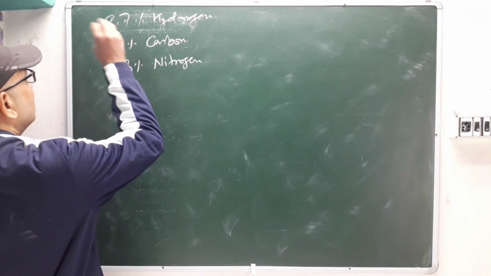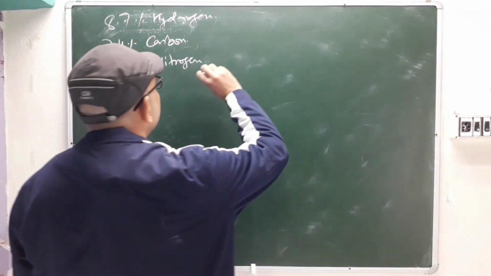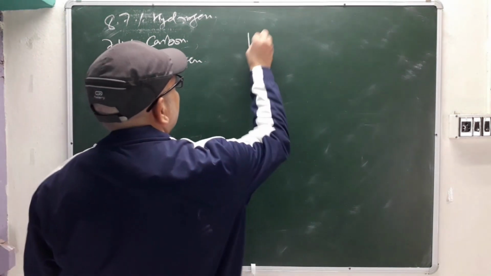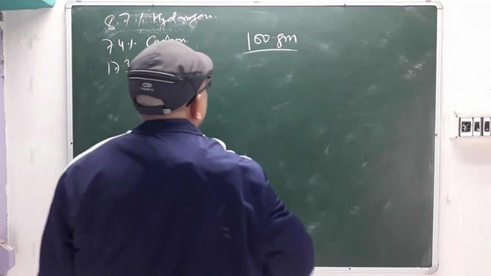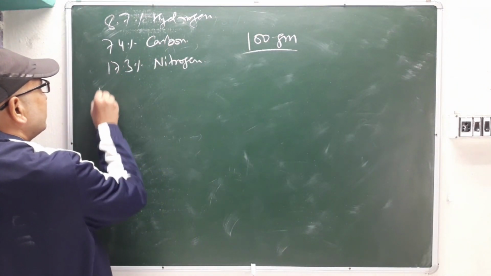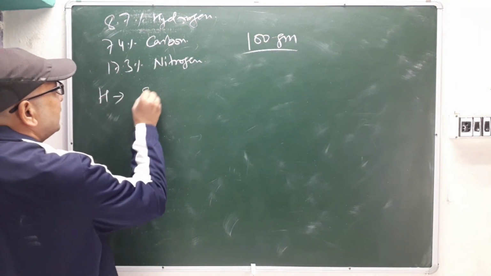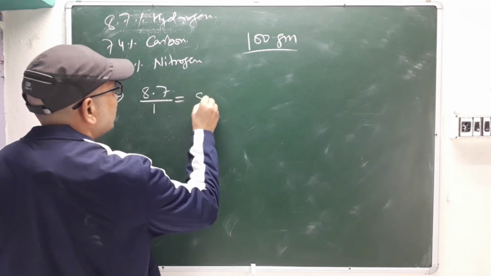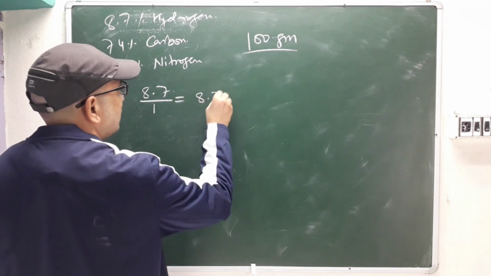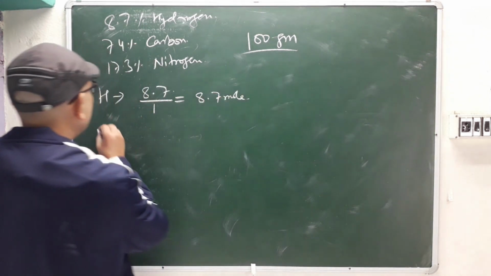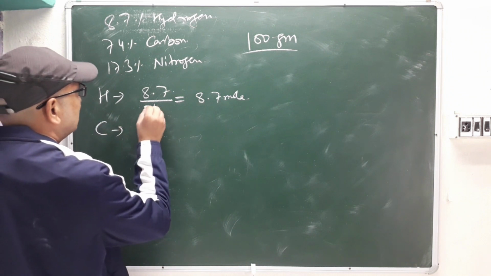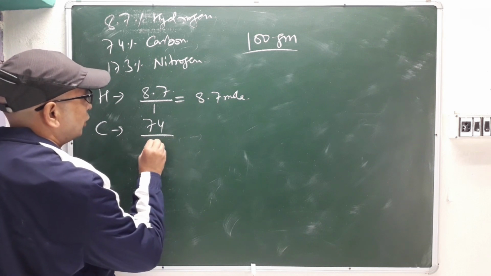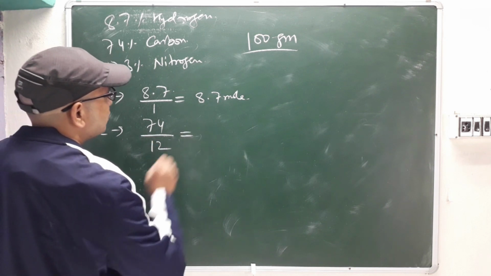The total is 100%. So what we have to do is let the mass be 100 gram. In that 100 gram, we can directly write hydrogen. How much gram is there? 8.7 gram is there, and we know that the hydrogen atomic weight is 1. So how many moles is it coming? Directly we will calculate it: 8.7 mole. Now for carbon, how much weight out of 100? 74 gram. We know that the atomic weight is 12 gram. So how many moles is it coming?